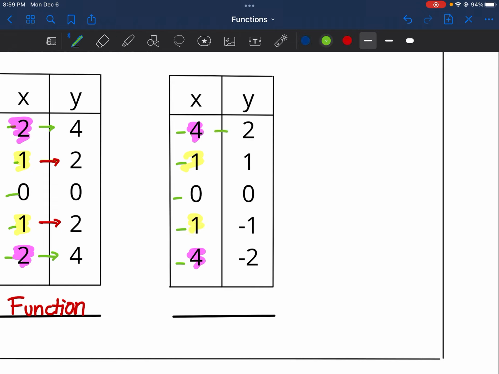So this 4 is mapping to a 2, and this 4 is mapping to a negative 2. Do you guys see that? They're mapping to 2 different numbers. Remember, 2 and negative 2 are 2 completely different numbers. So that means that the 4 is cheating. And remember, as long as we find one cheater, the whole thing becomes not a function.